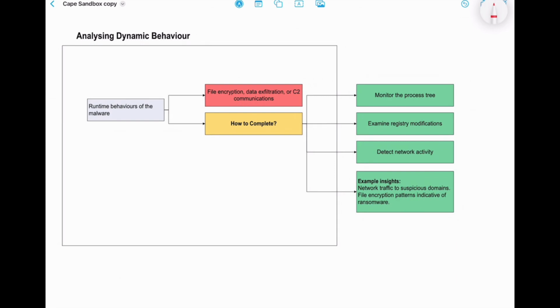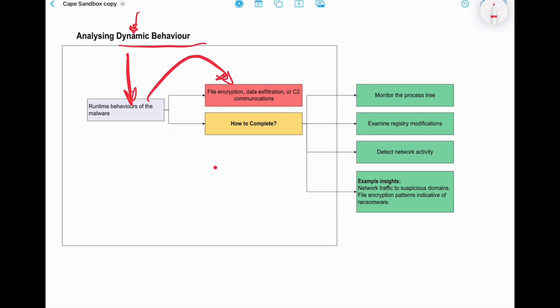And then to analyze the dynamic behavior, what's the objective of analyzing dynamic behavior? What do you need to do that? Well, you need to observe the runtime behavior of the malware. If it's a polymorphic malware, static analysis is not going to help much. And why is this important? Because it would help with identifying specific actions the malware performs, such as file encryption, data exfiltration, or the command and control communications.